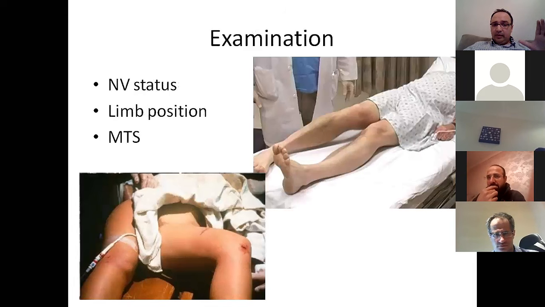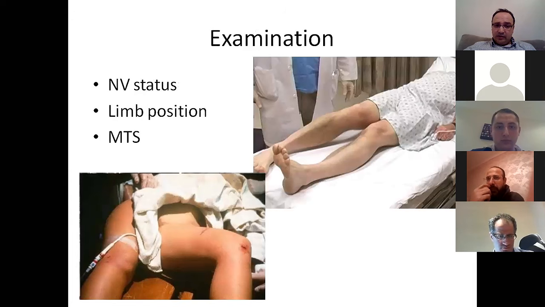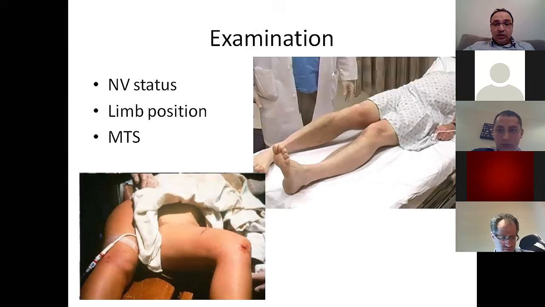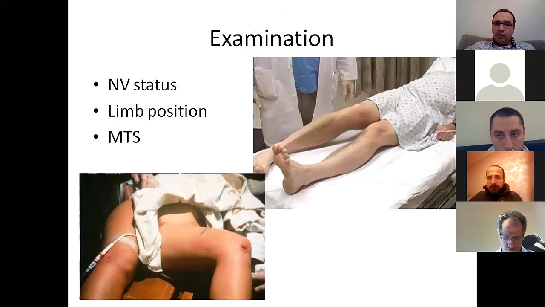looking at the position of the limb, at the neurovascular status, and at the mental test scoring of the patient. If the examiner thinks any of these points are relevant, they will volunteer this to you. For example, they will tell you, oh, the patient has a sciatic nerve palsy. You've shown the examiner you want to look for that. Don't waste any more time on this.